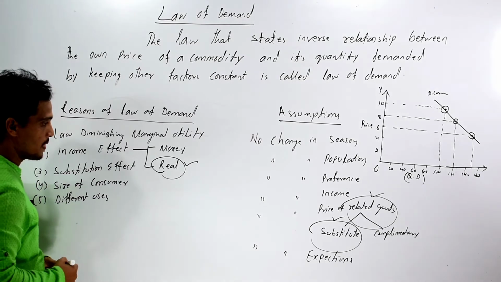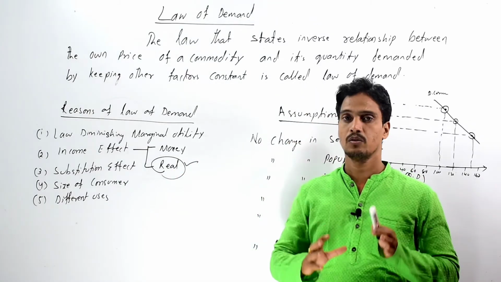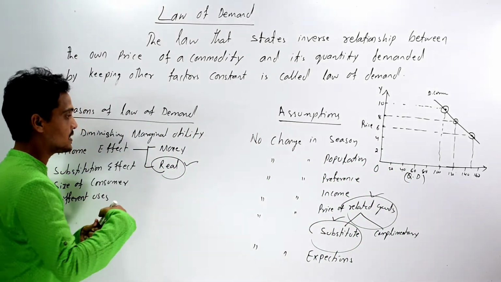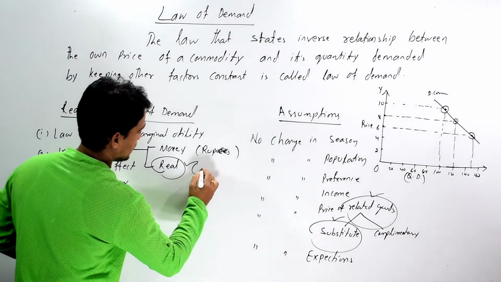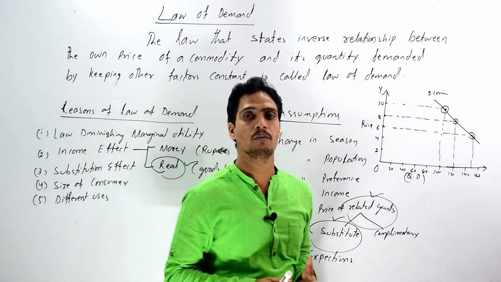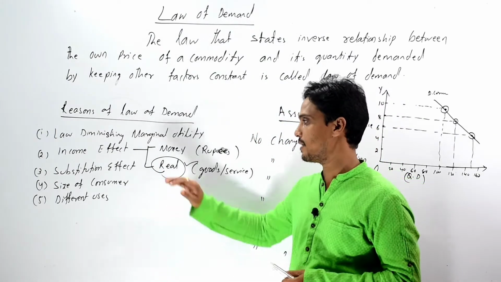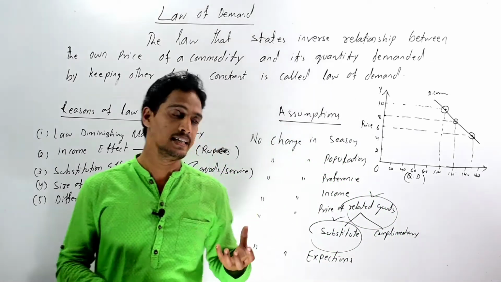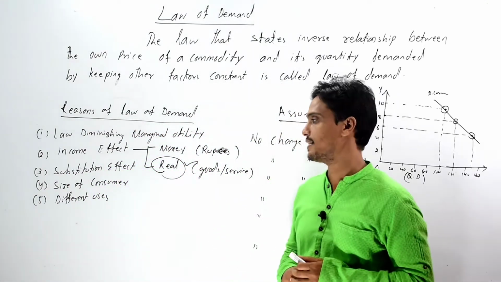Here, real income means the purchasing power of a consumer, or the price of the goods or the services is our real income, whereas money income is expressed in terms of rupees, whereas real income is expressed in terms of goods and services. When the price of a commodity decreases, then the real income or the purchasing power of a consumer increases. So it likes to demand more and more commodity. Whereas when the price of a commodity increases, the real income of a consumer decreases. So it likes to demand less and less commodity.